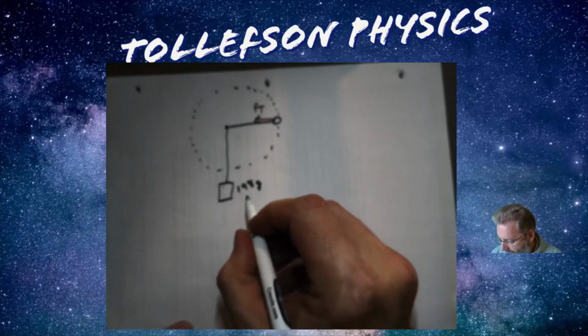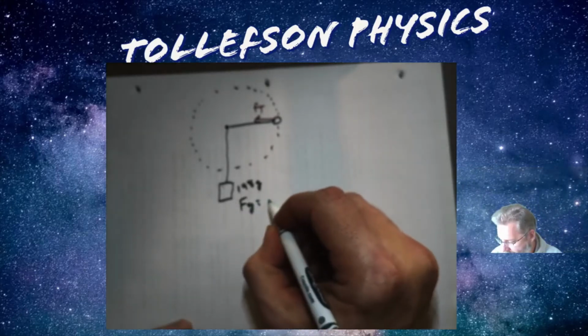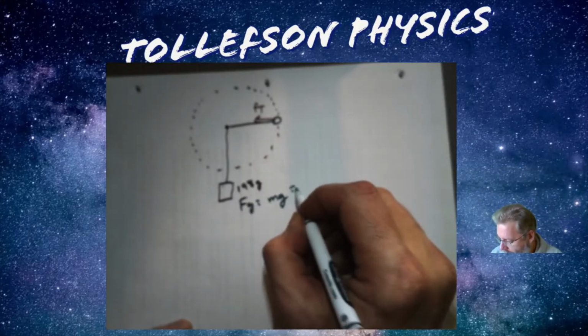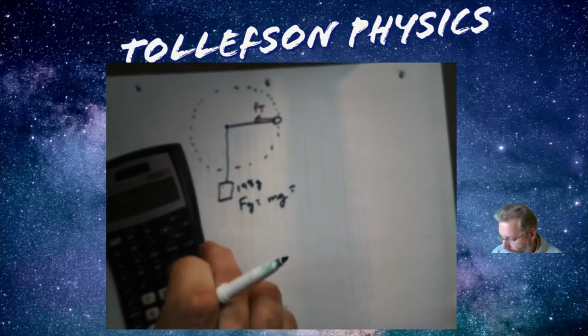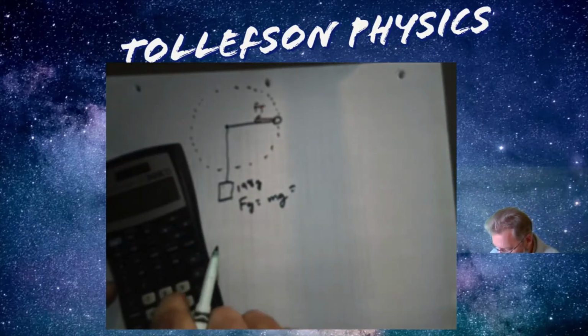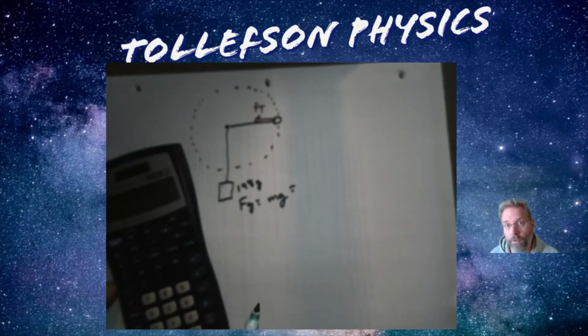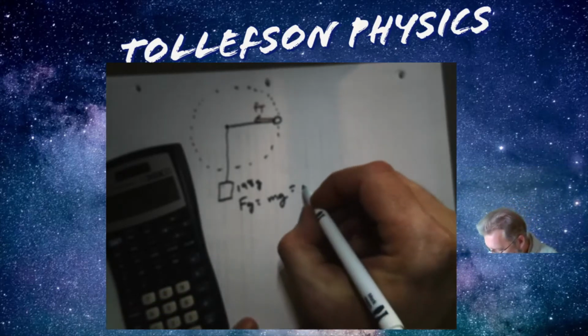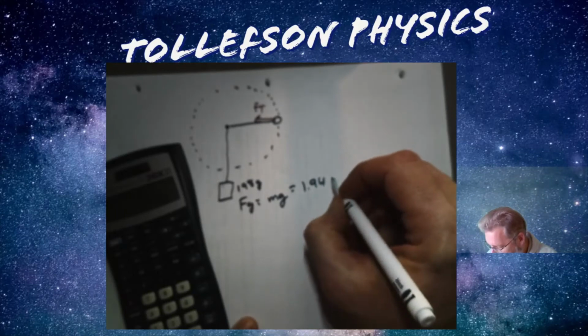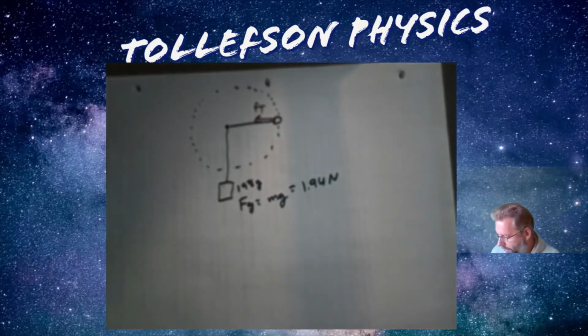So if that's the case, I can figure out the force due to gravity is mass times g. And if I use 198 grams and 9.8, so 0.198 in kilograms times 9.8, since we're doing a real experiment, that equals 1.94 newtons. Okay, so that's the force that's being applied.